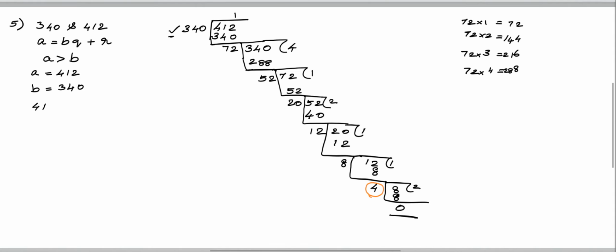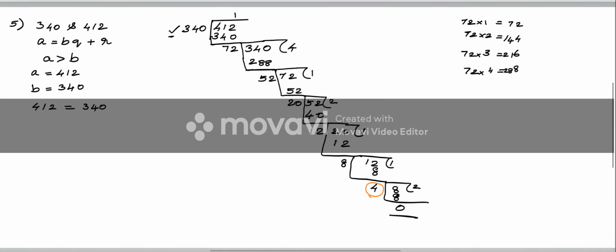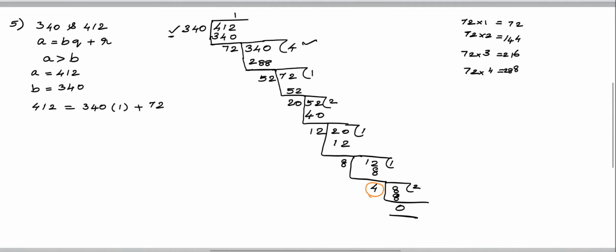4, 1, 2 is equal to, what is your divisor? 3, 4, 0, and what is your quotient? It is 1 plus your remainder is 72. Now come to the next one. For this step, what is your dividend? It is 340 is equal to, divisor is 72, your quotient is 4 and your remainder is 52.